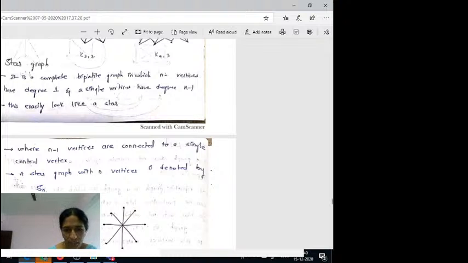So how many vertices are there in this graph? 5 vertices. That means one vertex has degree n minus 1, and all the remaining vertices have degree only 1. So then we can say that this is a star graph. Now we can put this one vertex in one set and all the remaining vertices in the other set.